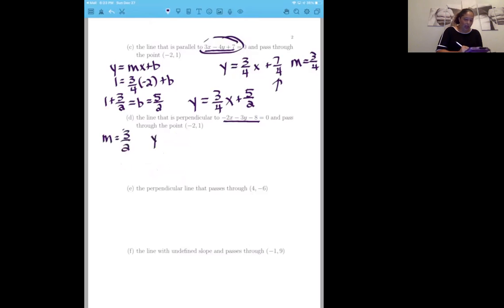And I'm going to plug into y equals mx plus b. My y is 1. My m is 3/2. My x is -2. And I want to solve for b. 3/2 times -2 gives me -3. So I'm going to add 3 to both sides. And b is 4.